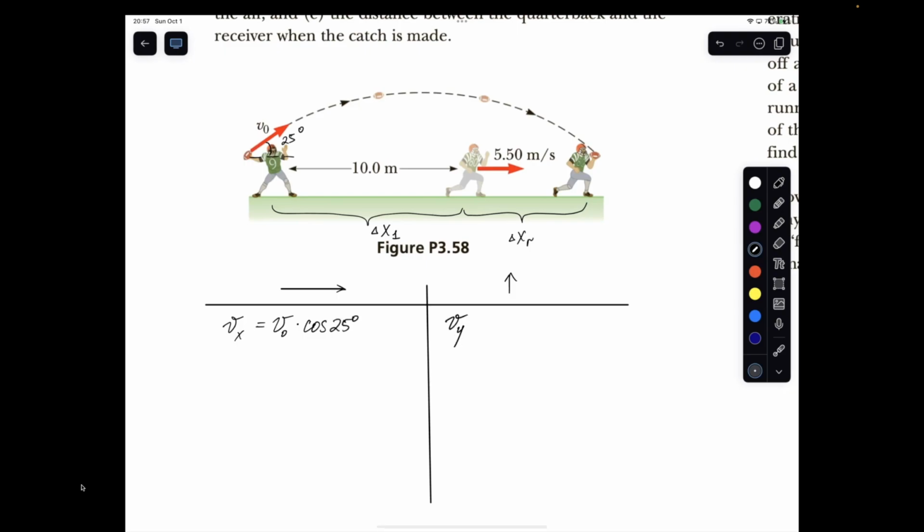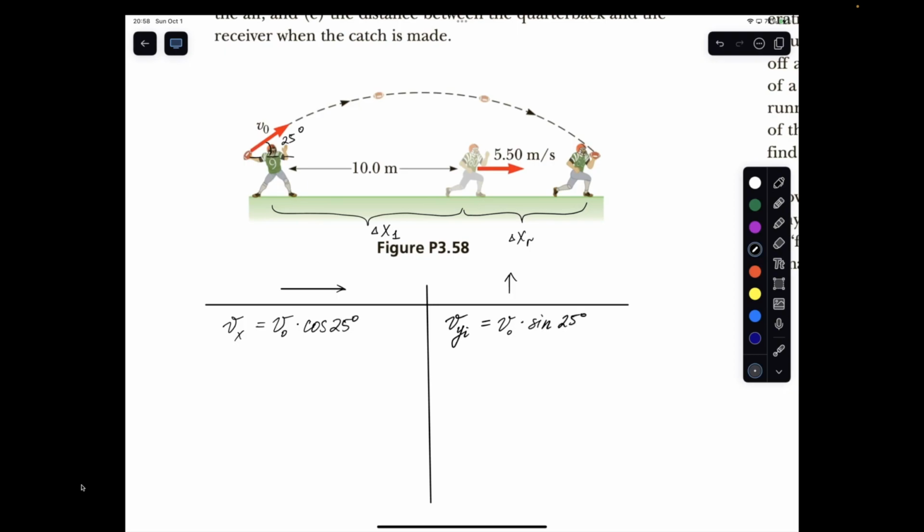Whereas Vy initial, again, it's initial because it does change, but Vx, I don't have to say initial because it's not going to change. There's no acceleration. We disregard resistance. V initial y is going to be V0 times sine of 25 degrees.